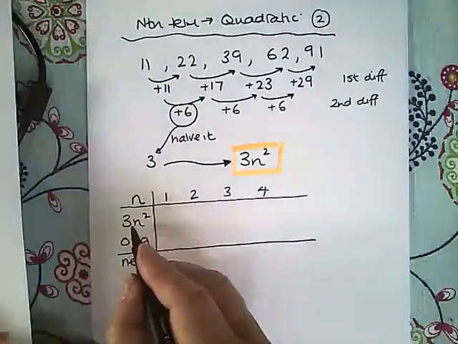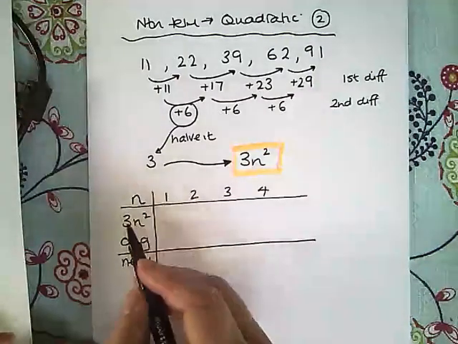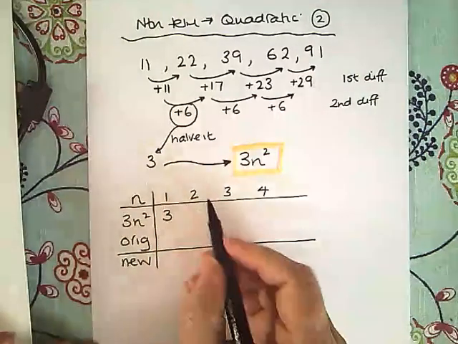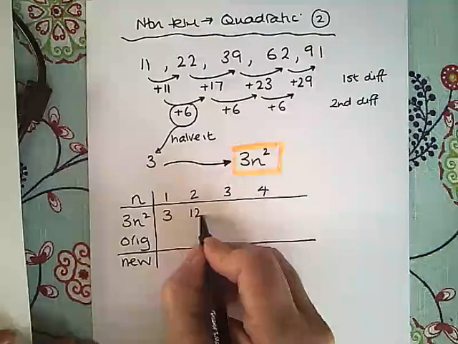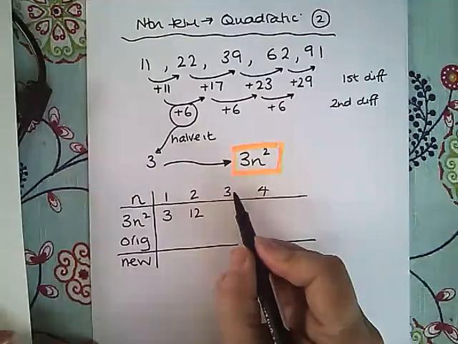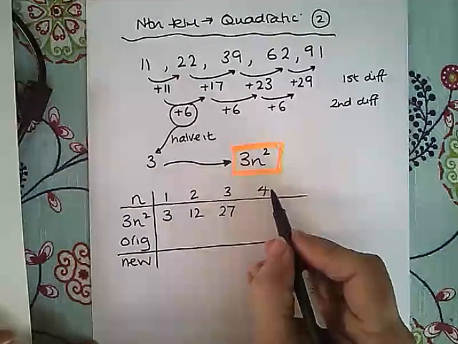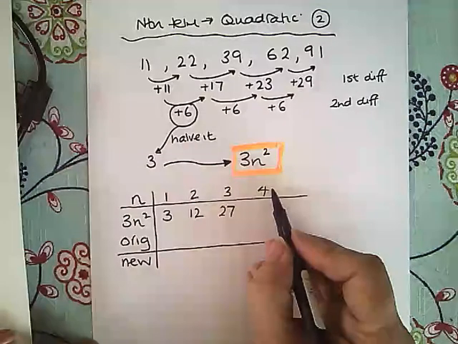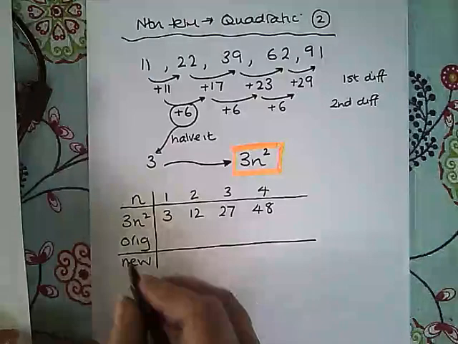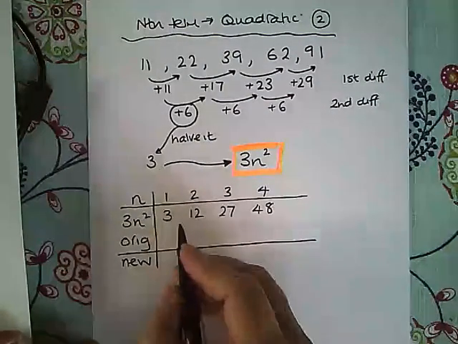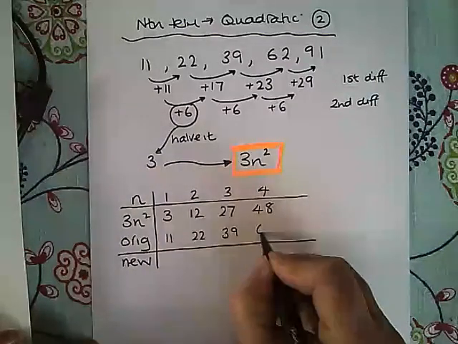Then I'm going to do 3 lots of n squared. So 1 squared is 1, 3 times 1 is 3. 2 squared is 4, 3 times 4 is 12. 3 squared is 9, 3 times 9 is 27. And 4 squared is 16, 3 times 16 is 48. My original sequence, you can still see it there at the top, 11, 22, 39 and 62.